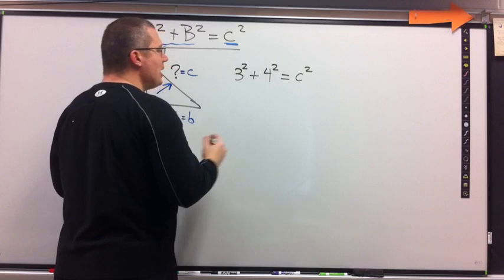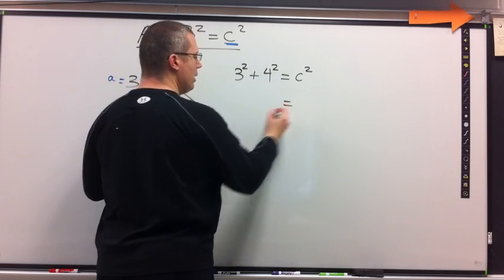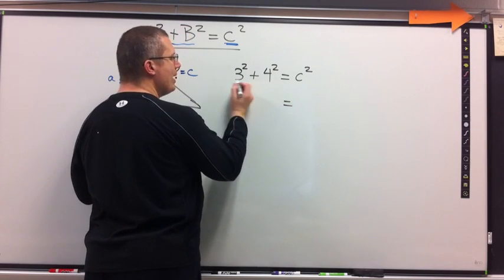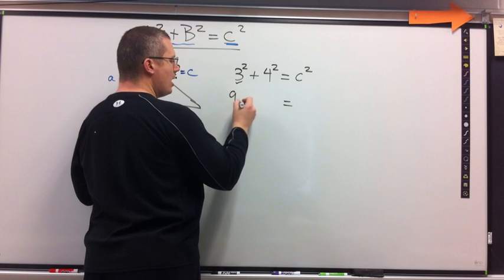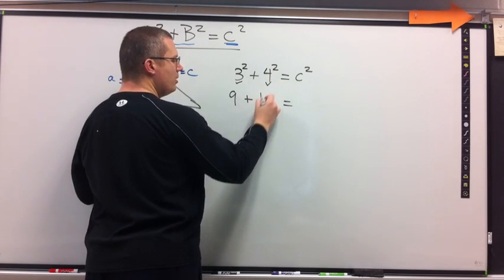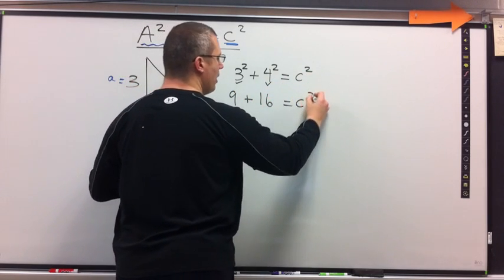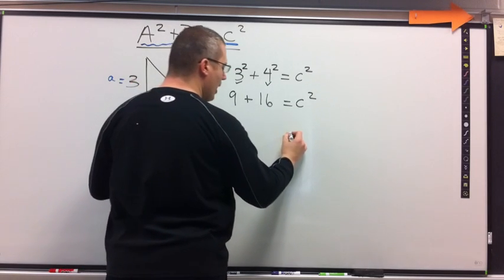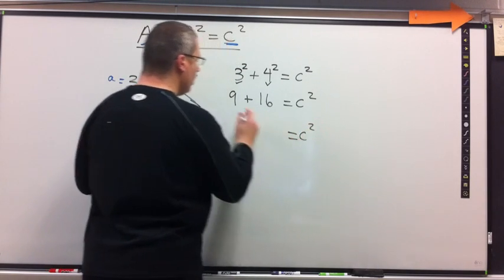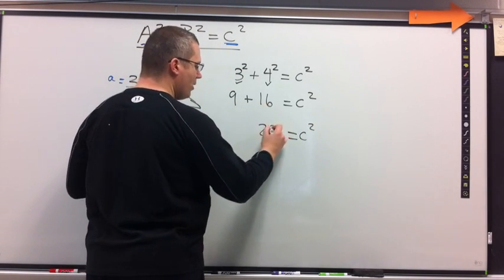Can I do any combining right now? The answer is yes. I can do order of operations. 3 squared is 9, plus 4 squared is 16, equals c squared. Can I do any more combining? The answer is yes. 9 plus 16 is 25.